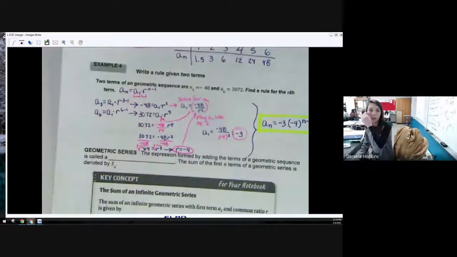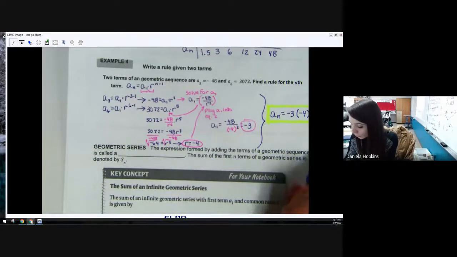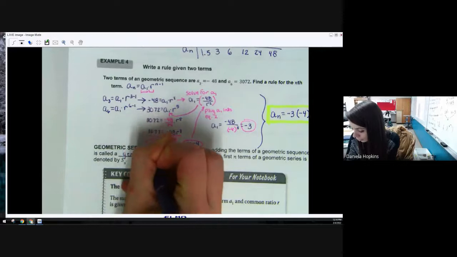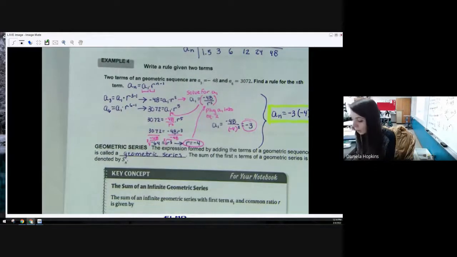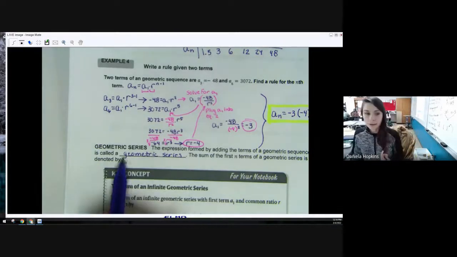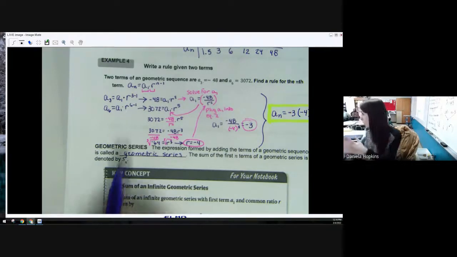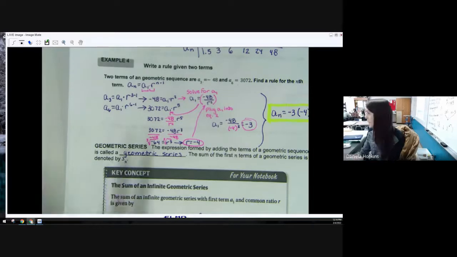Geometric series. So a definition to start. The expression formed by adding the terms of a geometric sequence is called a geometric series. So the sum of the first n terms of a geometric series is denoted by the s sub n. So that's what we saw with the arithmetic series as well. There is no differentiation between the two series in terms of this notation. So just remember, s sub n is a series, a sub n is a sequence.